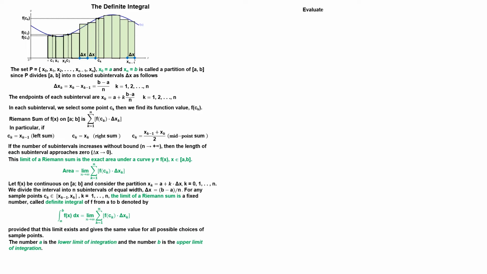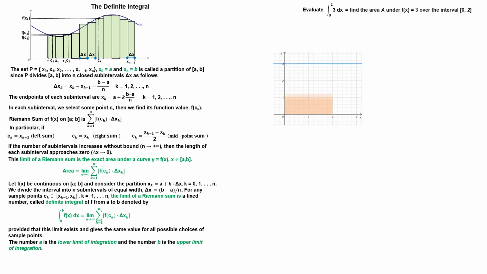Let's start with a very simple example. Evaluating the integral of 3 from 0 to 2 is the same as finding the area under the curve in the given interval. Since we have a constant function, it's easier to use geometry to calculate the area. As we can see from the graph, the area under the curve is a rectangle. So let's calculate the area with the formula for the area of the rectangle. The area is equal to 6.